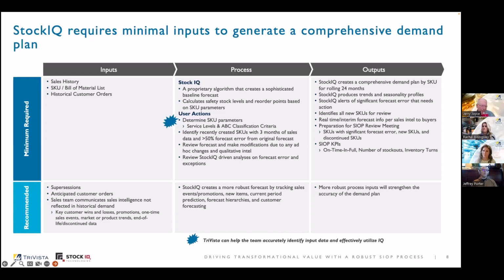Right. Yeah, to continue down the overall process and the outputs that get generated from this first step, what we're going to be doing is providing in StockIQ, in the software, a more robust forecast by tracking the sales, events, promotions, new items that might be getting entered into the mix, current period predictions, meaning we can evaluate how sales are occurring against a plan that's in place.